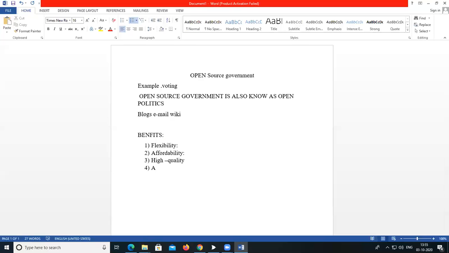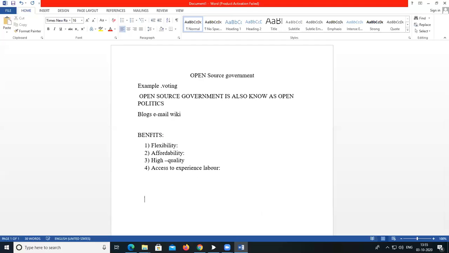The fourth benefit here is access to experienced labor. Using open source systems may unlock an expanded pool of IT talent for government agencies. So these are the benefits of open source for government.